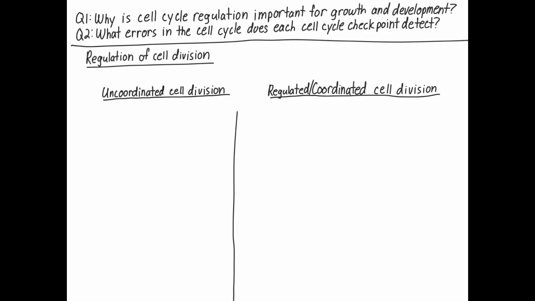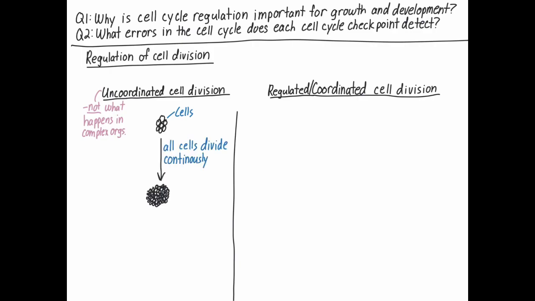Cell division in multicellular organisms is not uncoordinated. Cells don't just divide continuously. This would result in a blob of cells. We can actually produce these blobs in cell culture. In plants, these are called calluses.